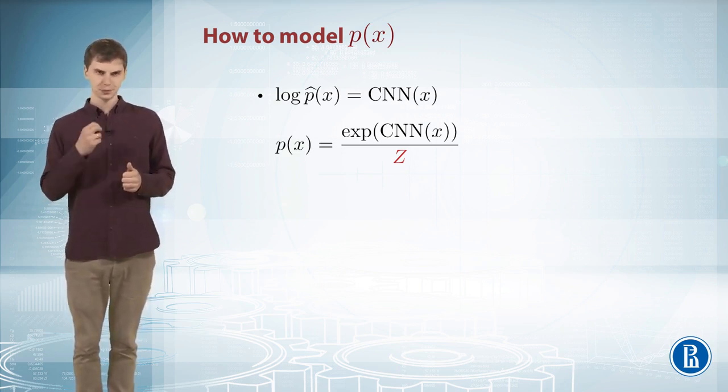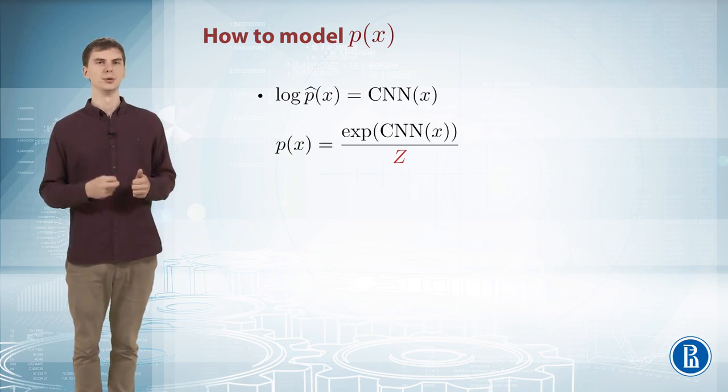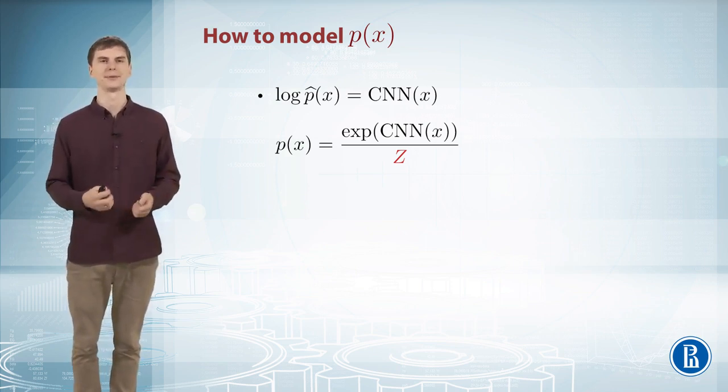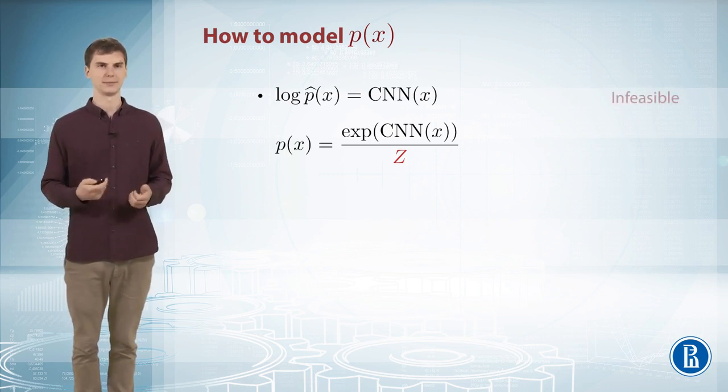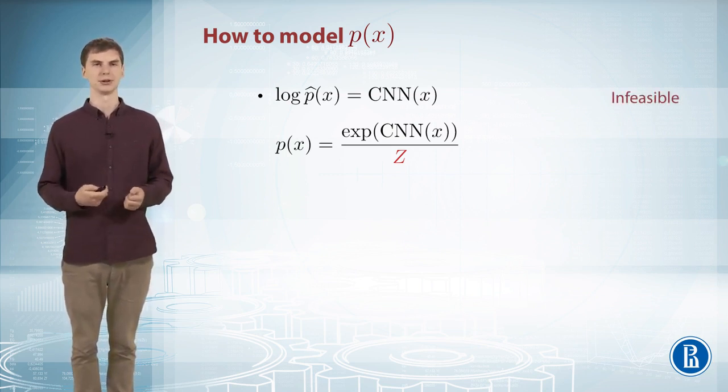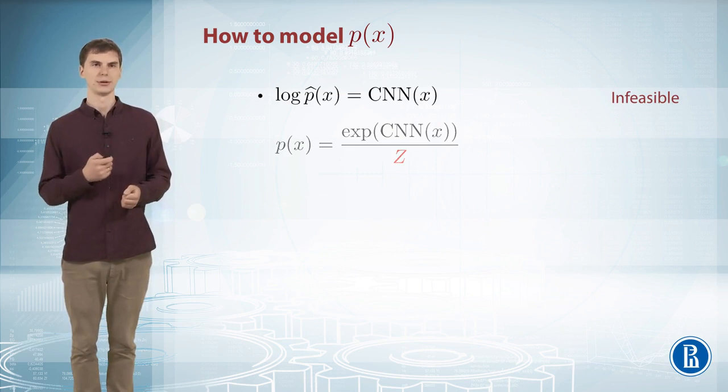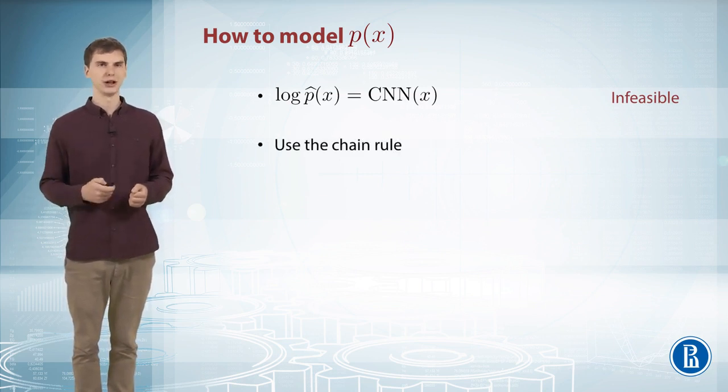And you have to compute it to do training or inference in a proper manner. So this thing is invisible. You can't do that because of the normalization. So what else can you do? Well, you can use the chain rule.